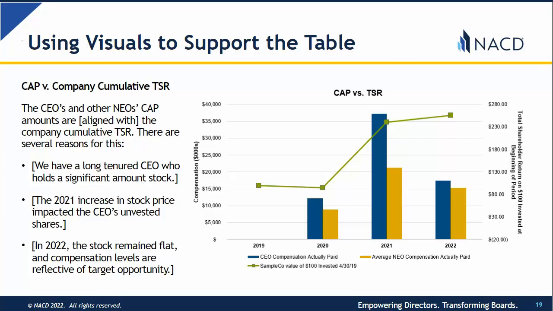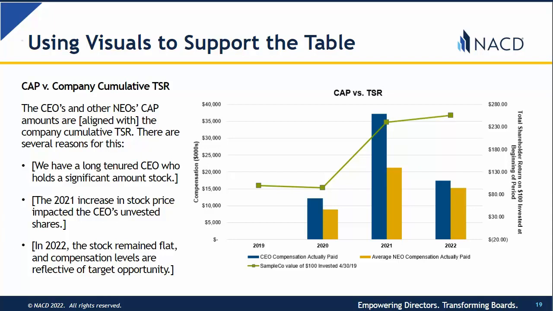So even though this is a simple example, looking at CAP versus company TSR, maybe this company has a long tenured CEO who holds a lot of stock. So the increase in stock price in 2021 had an impact on the CEO's unvested shares, and there's the alignment you have there. And although the stock remained flat in 2022, compensation levels became more reflective of target opportunity. Again, the CD&A is going to be the better source of narrative that explains the board's approach to pay.